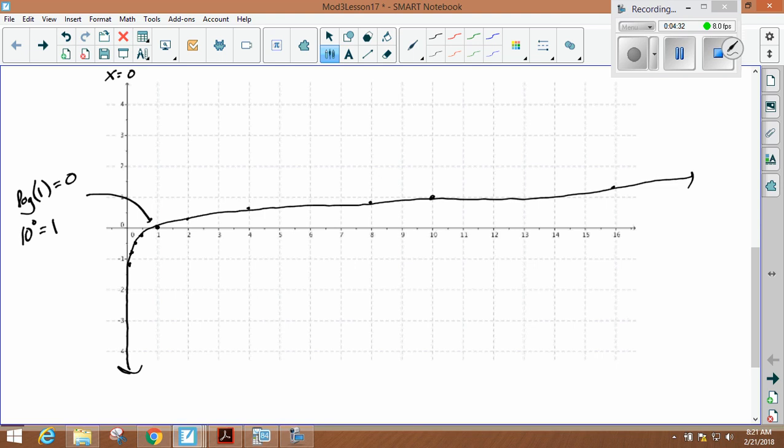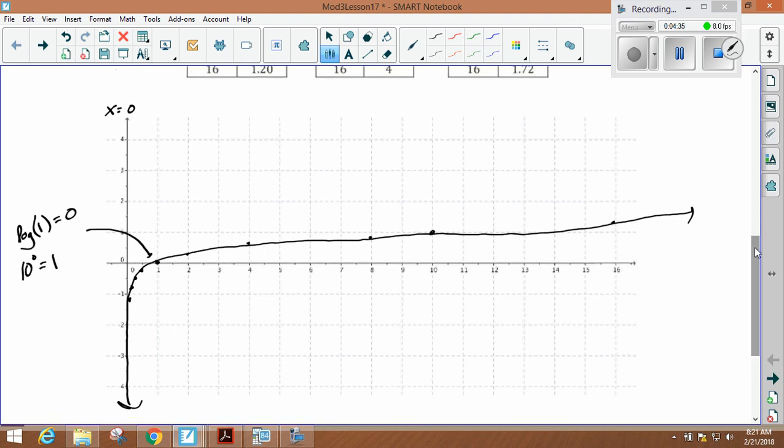I'm going to introduce you to a new word today, and that is an asymptote. It turns out that x equals 0 is an asymptote. An asymptote is a value for which the graph of a function approaches but never touches.